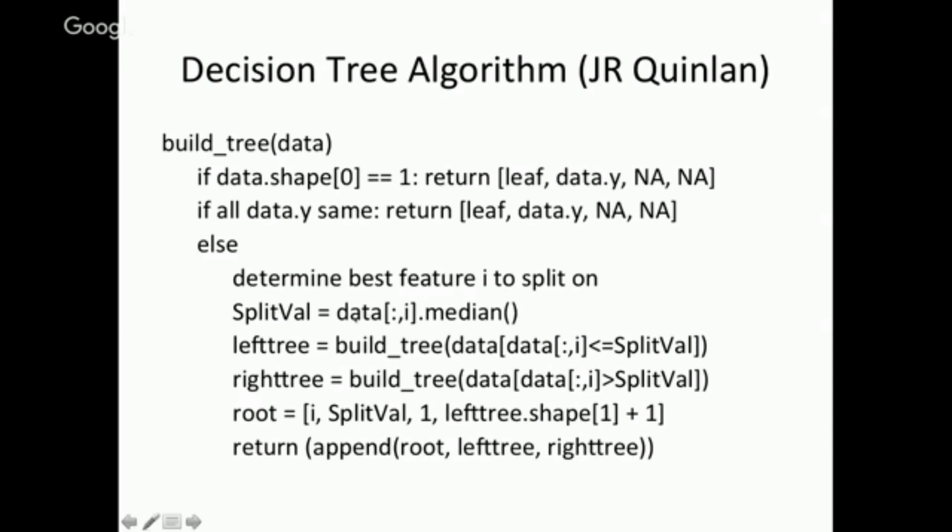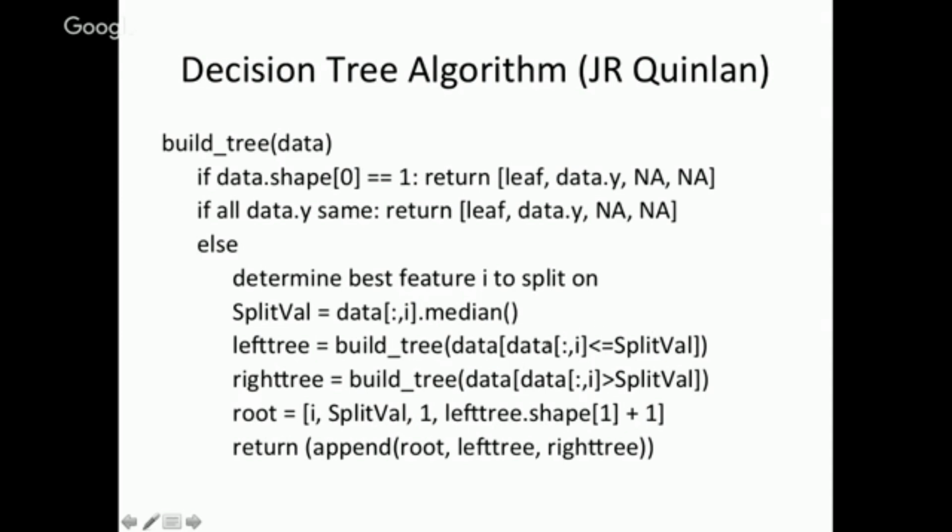Now we need to gather together the data that we're going to use to build the left side of our tree, and gather together the data that we're going to use to build the right side of our tree. And here's how we do it. This is showing some of the real power of Python. Again, we're going to call our own tree building function here, build tree. And the left tree is going to be built from the data that is less than or equal to the split val.